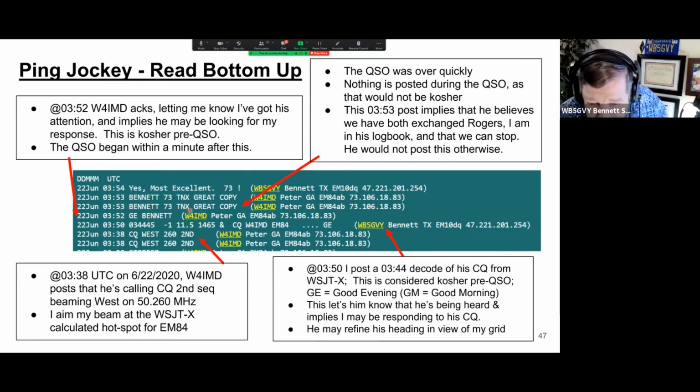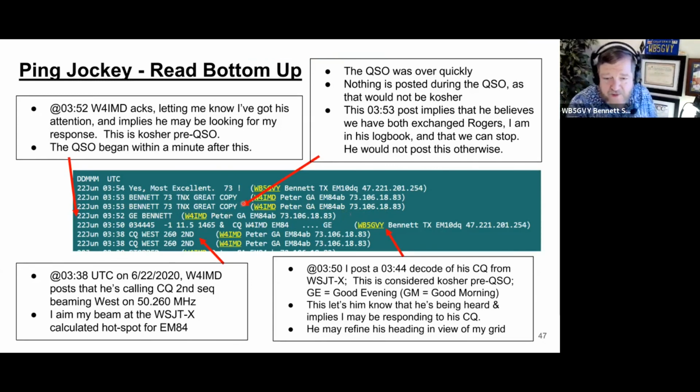So the next line here, you notice from the good evening to 73, thanks, great copy, only took a minute. So this went very quickly. Nothing was posted during the QSO because that's not considered kosher. And he would not have posted this unless he believed that we had both exchanged Rogers, which we'll get into on the next slide. It also implies that I'm in his logbook and we can stop. And he wouldn't have posted that unless all those things were true, because he's experienced at this.